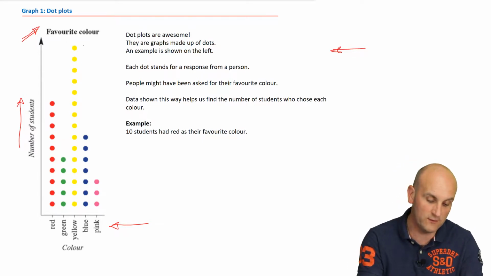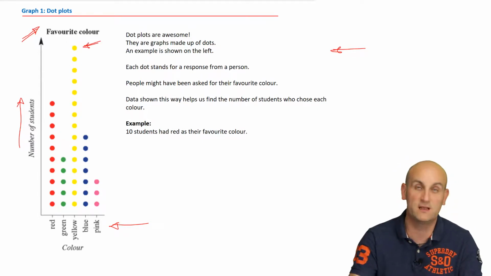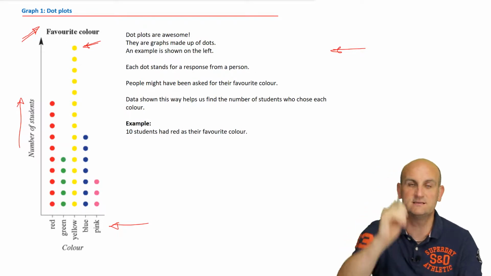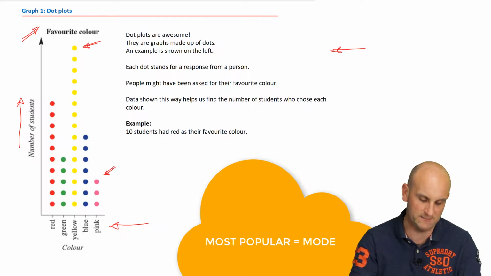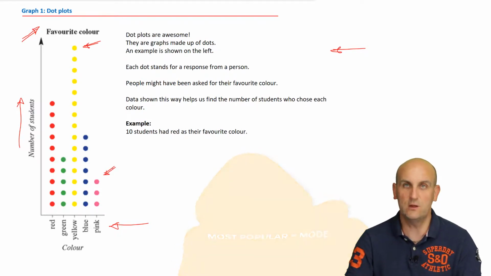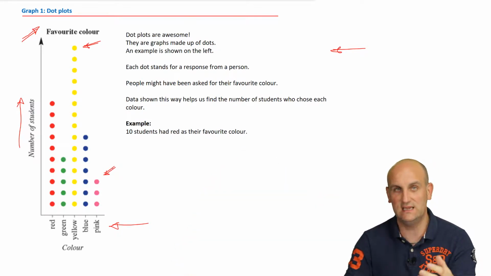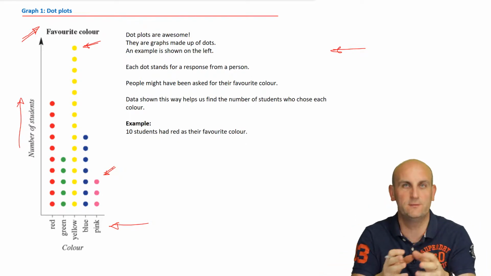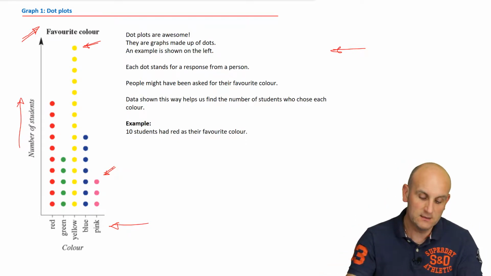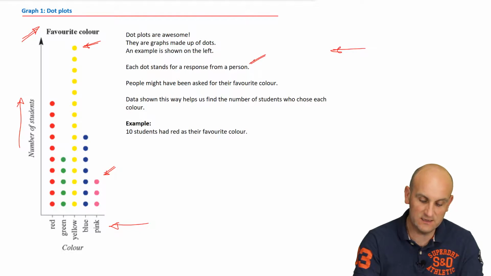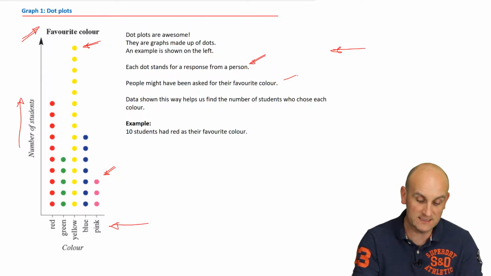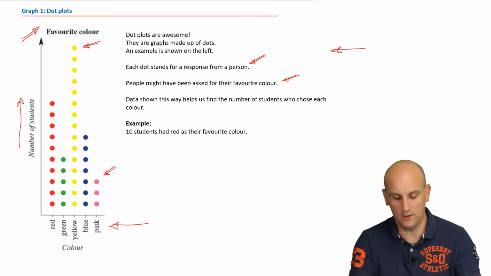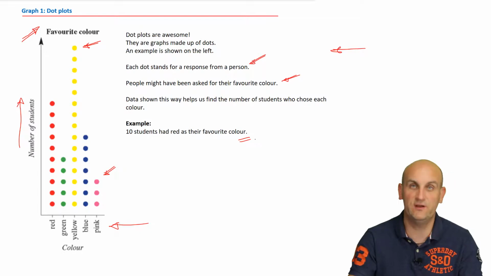Now, before I even go any further, what do you notice is the most popular color? Well, because it's the highest, it's got to be yellow. What's the least popular color? Well, of course it's pink. I mean, who likes pink as a color? So automatically I can see that data is sorted for me in a really nice way. So each dot stands for an individual person. Each one of those dots stands for a person's choice, and basically they've probably been asked for their favorite color. So how do we know that 10 students have their favorite color?